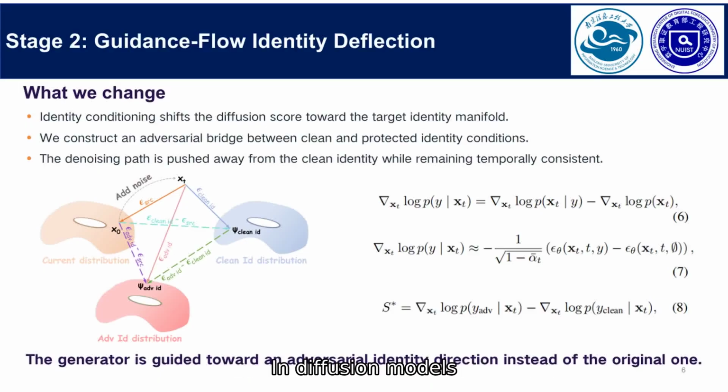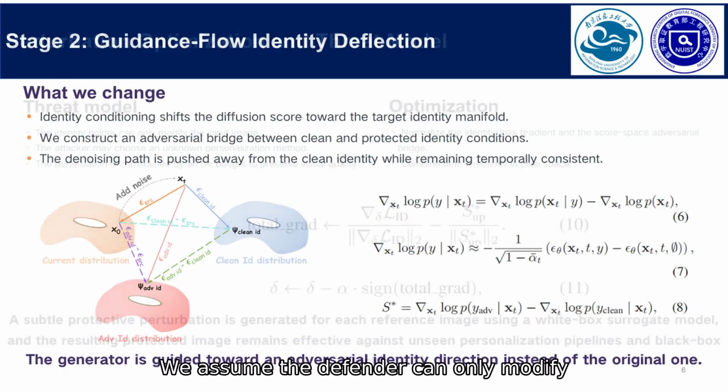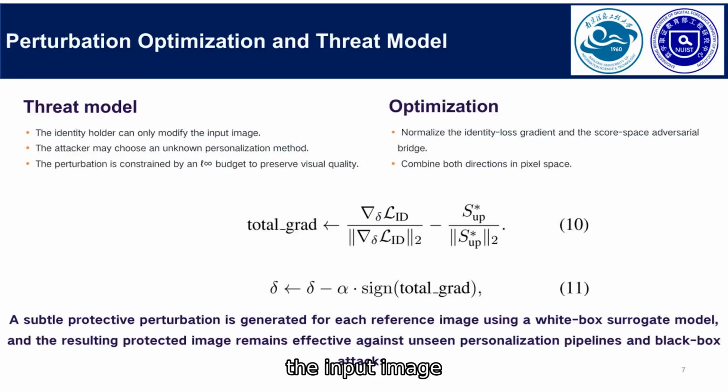The second component targets identity injection. In diffusion models, identity conditioning guides the denoising process toward the target identity. We construct an adversarial direction that pushes generation away from the clean identity manifold, so the output no longer reliably preserves the original person.